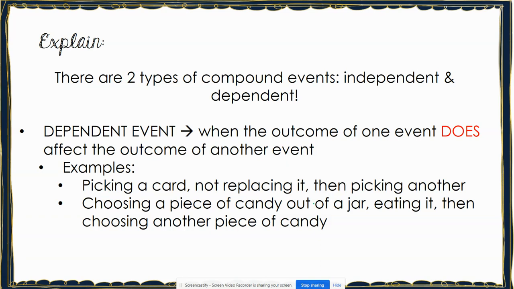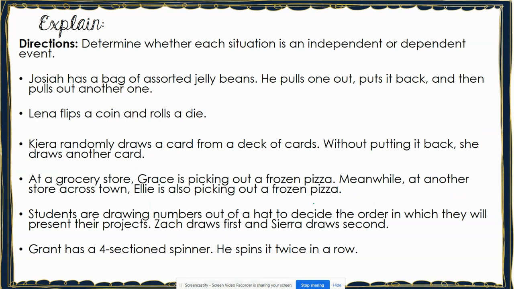Let's look at some examples. We want to determine whether each situation is an independent or a dependent event. The first one says Josiah has a bag of assorted jelly beans. He pulls one out, puts it back, and then pulls out another one. This would be an independent event because even though he pulled one out, he returned it. So what he did first will have no effect on what he does next because all of the outcomes that he started with are still in the bag.